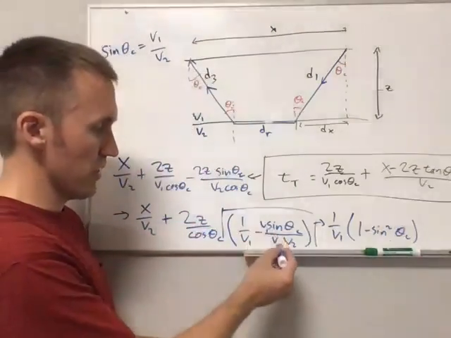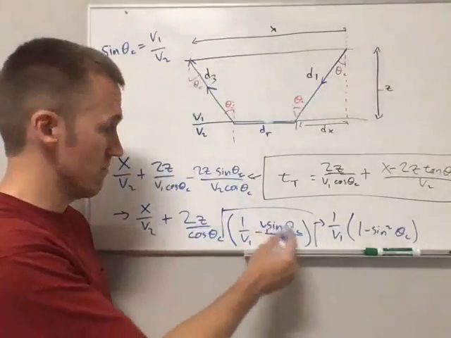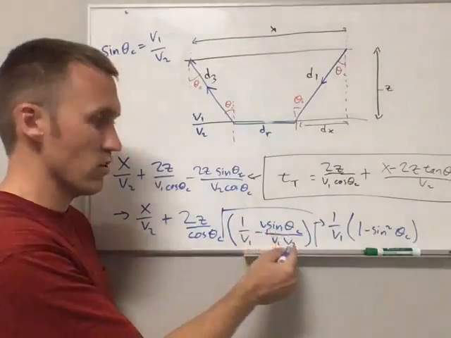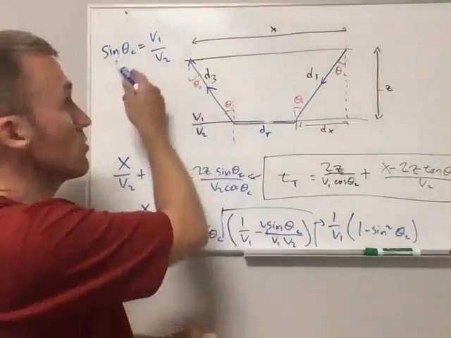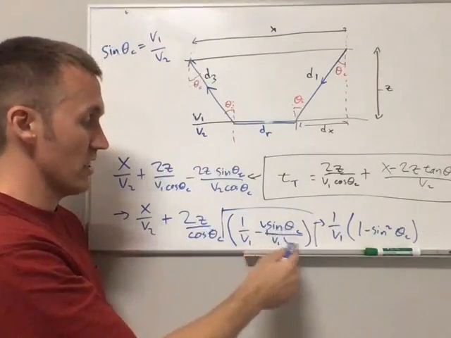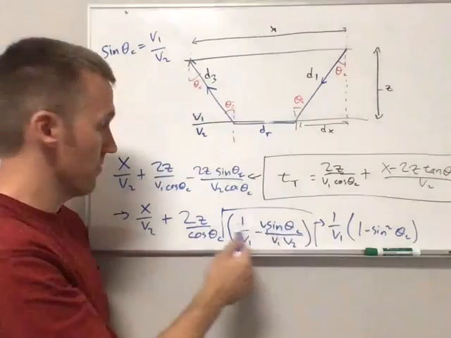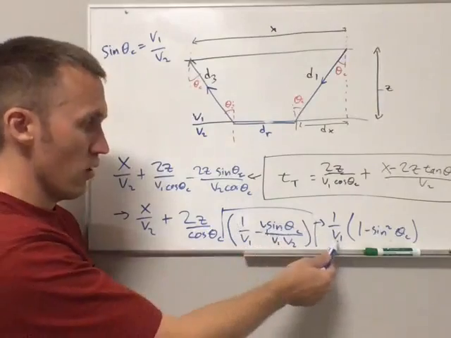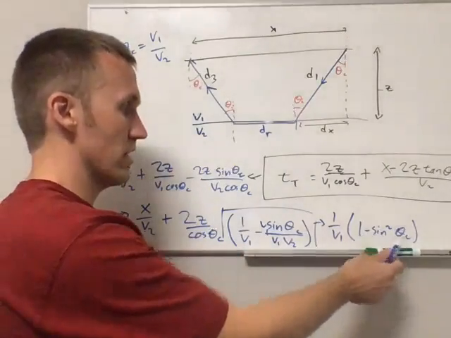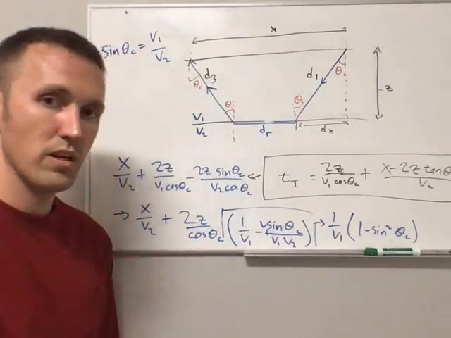We're multiplying and dividing here by v1, so this v1 over v1 is 1, so we can do that. And then we have v1 over v2, which is equal to sine of theta c. So then we have sine of theta c squared over v1, and then we have this 1 over v1. We pull the 1 over v1 out, just basic algebra, and then we have 1 minus sine squared theta c. Okay, makes sense?